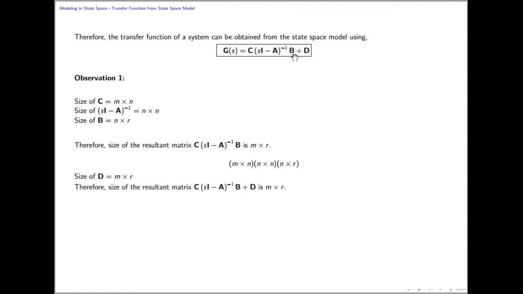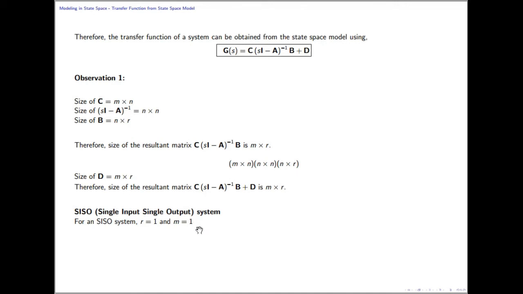So therefore, here I get an m cross r matrix, and this is also an m cross r matrix. So therefore, the sum is also going to be an m cross r matrix. Okay. If I take an SISO system, that is single input and single output system, number of input is equal to 1, that is r is equal to 1, and number of output is also 1, because it is a single input, single output system.